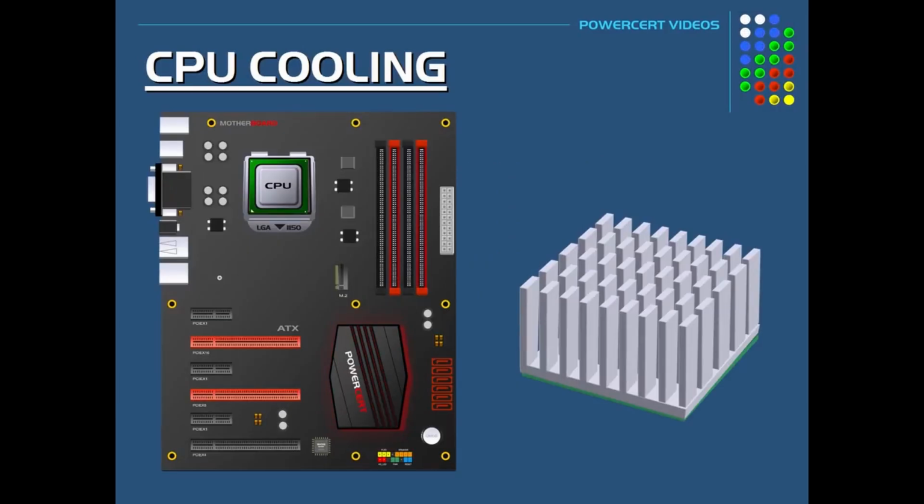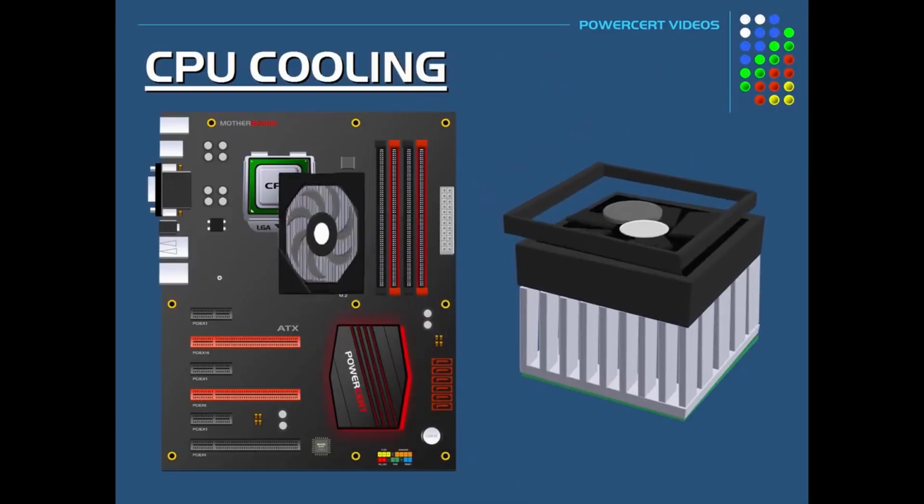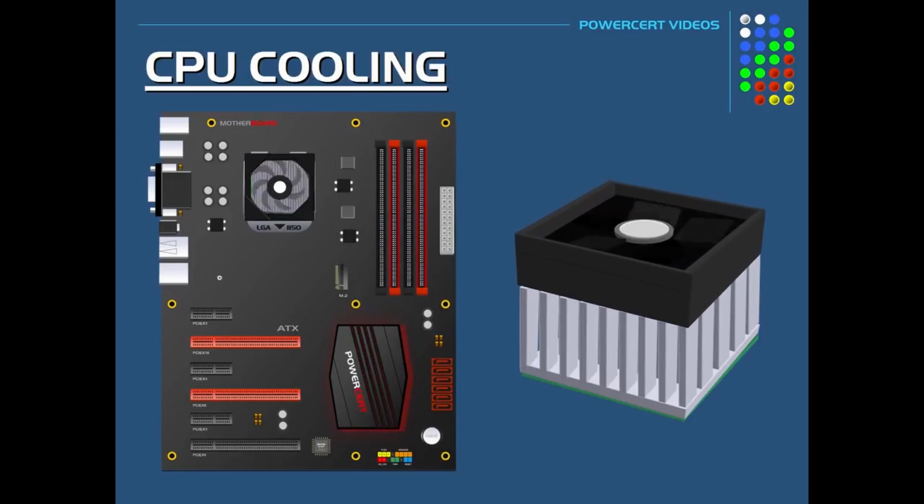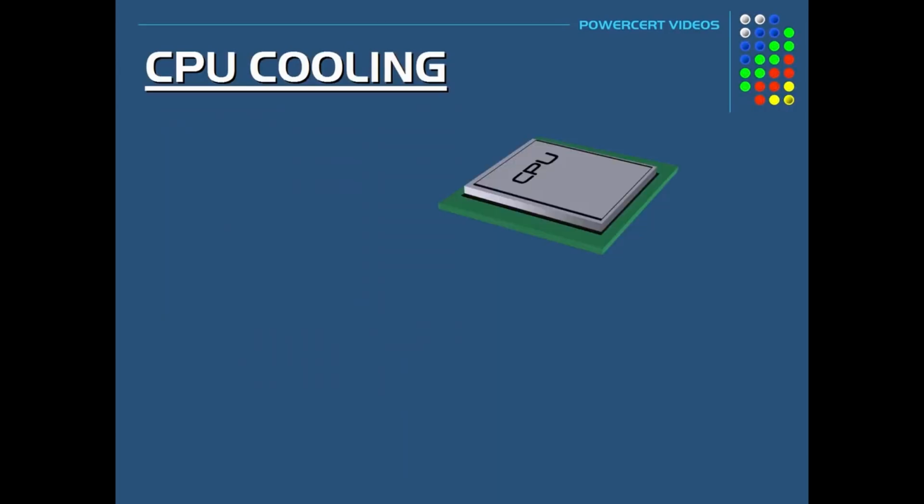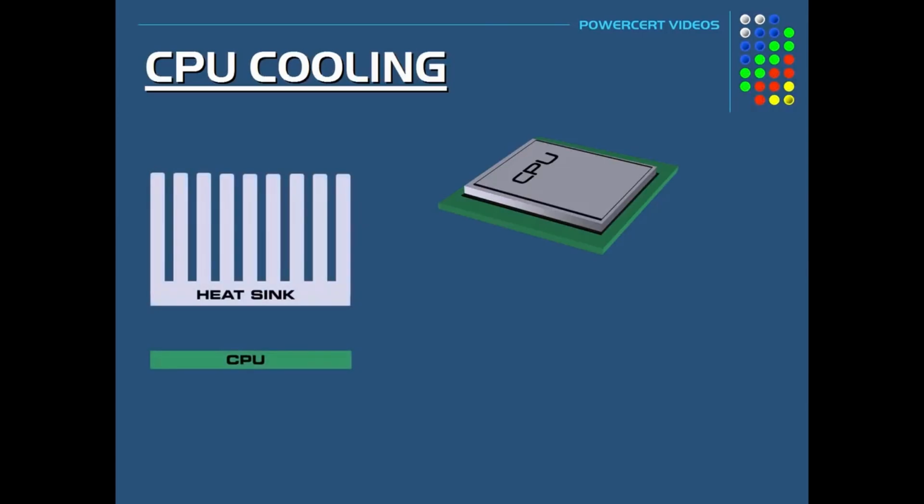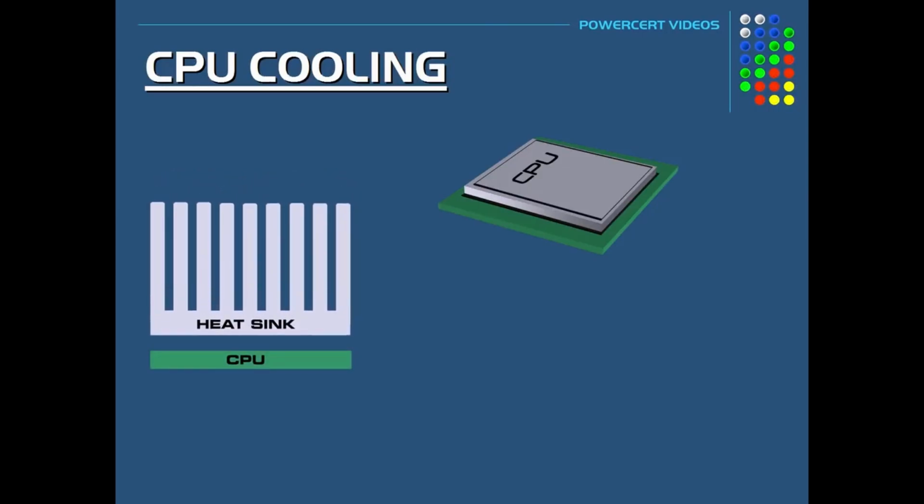Then on top of the heatsink would be a fan. The CPU fan is designed to move air across the heatsink to help keep it cool. Now this type of CPU cooling is called air cooling, and this is what the majority of computers use when cooling a CPU. Now it's important that the heatsink and the CPU make the most contact with each other so that adequate cooling can take place.